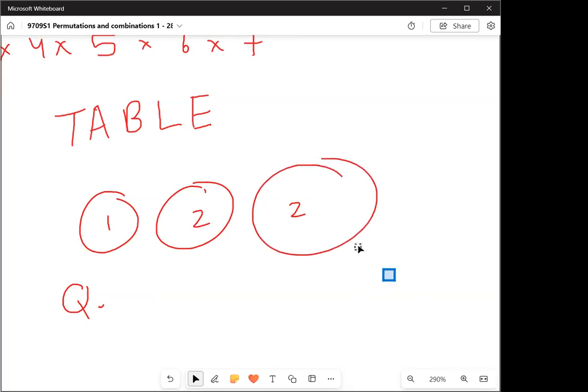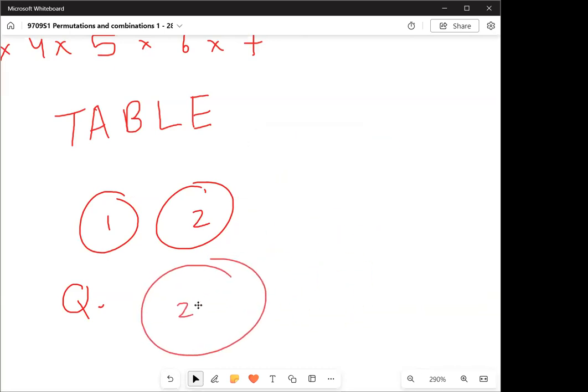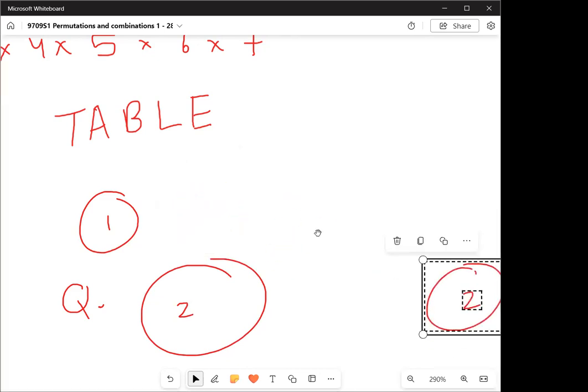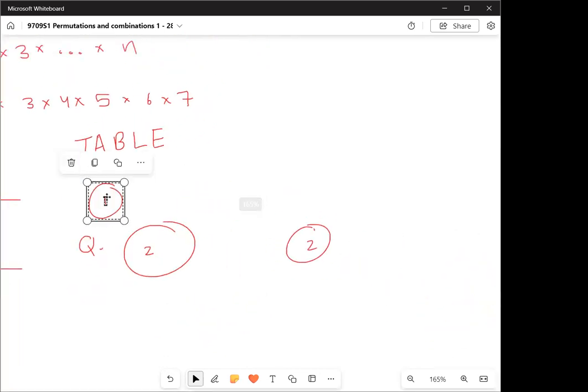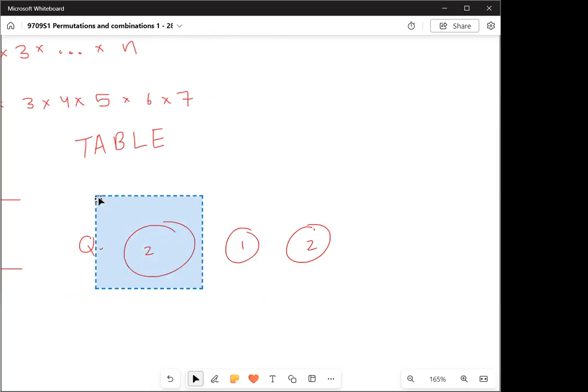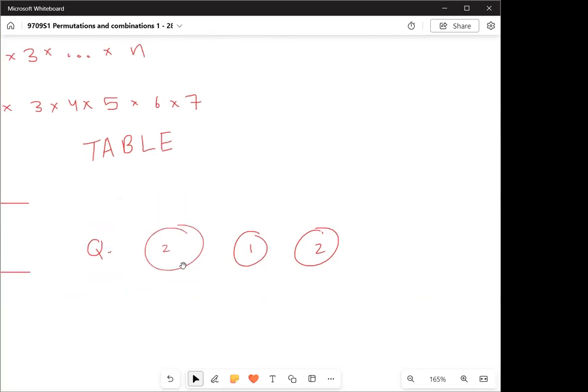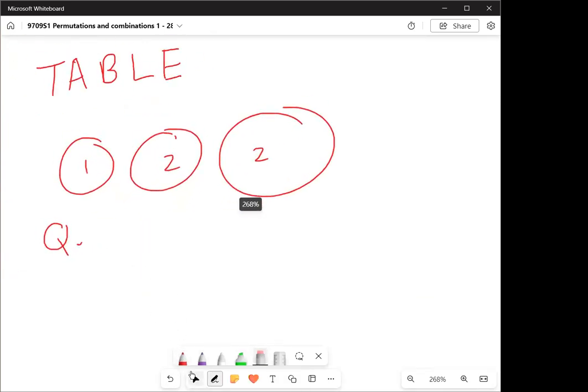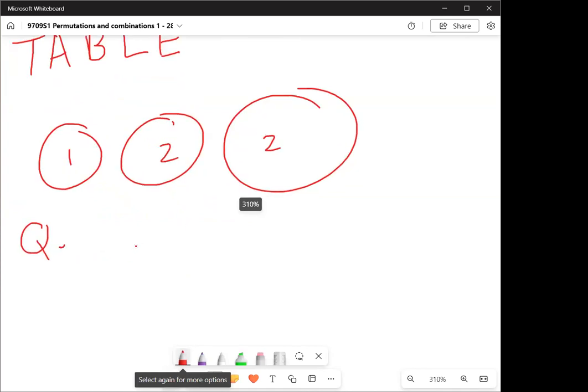So you will have three ways of arranging them? Let's see. I can put something like this, and this in the middle. That's one way of arranging it, right? I'm just going to write one, two, two. So I have one, then I have two, and then I have two.